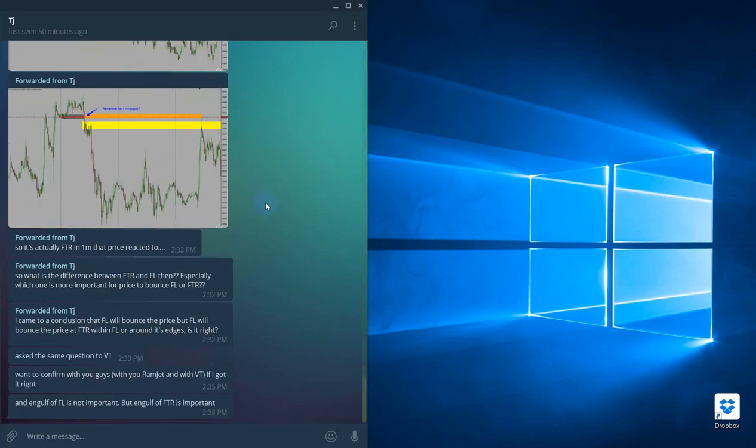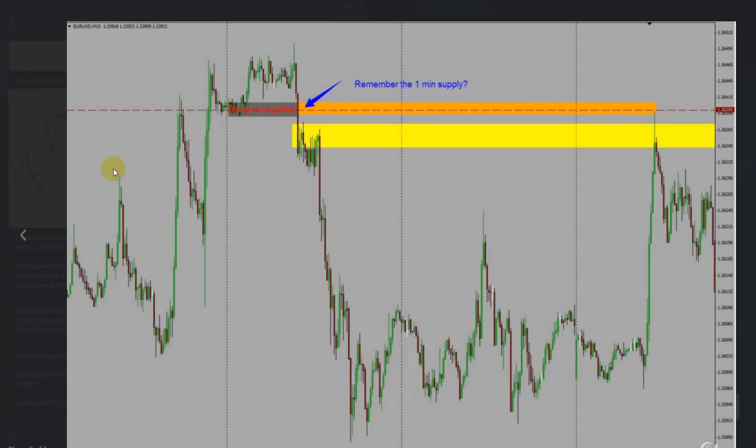What else we got? So what is the difference between FTR and flag limit then? No difference really. Flag limit and FTR are exactly the same thing. Just that a flag limit's obviously more key, whereas you get FTRs all over the place. But here's an FTR, just there, but where is it? It's in the middle of nowhere. So it's not as important as this one where it takes out these lows here. And that would be a flag limit and an FTR because you always get that kink move.